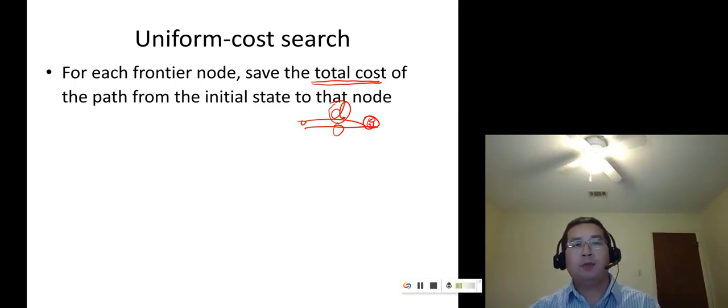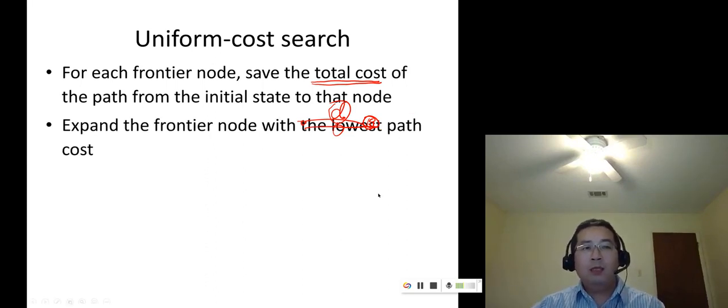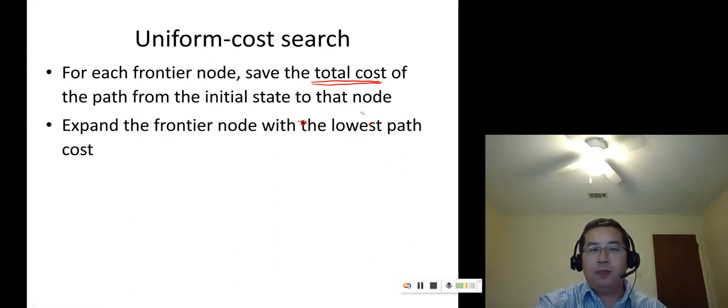If it is, you need to replace it, okay? Same as the previous. So that means we need to save the total cost of the path from the initial state to that node. For each node in the frontier, we need to save its total cost from the start state to this node, and then expand the frontier node with the lowest path cost. So here you can find out it is different, okay?